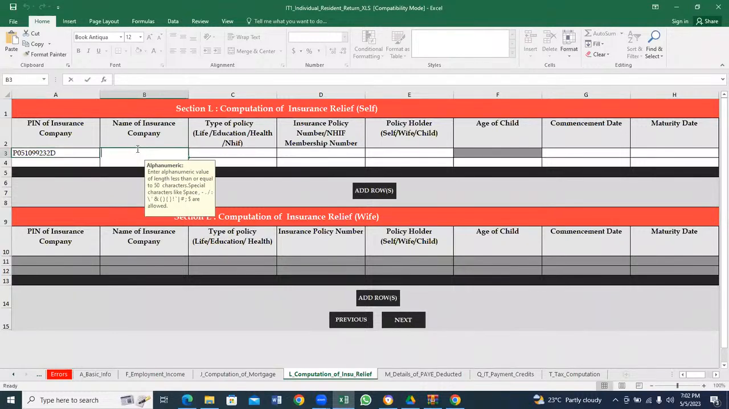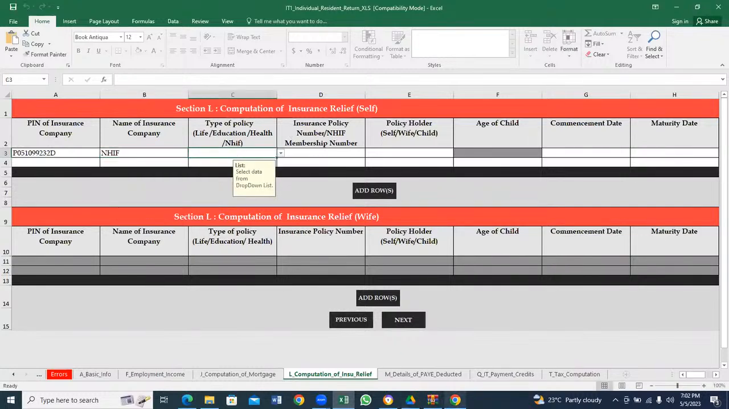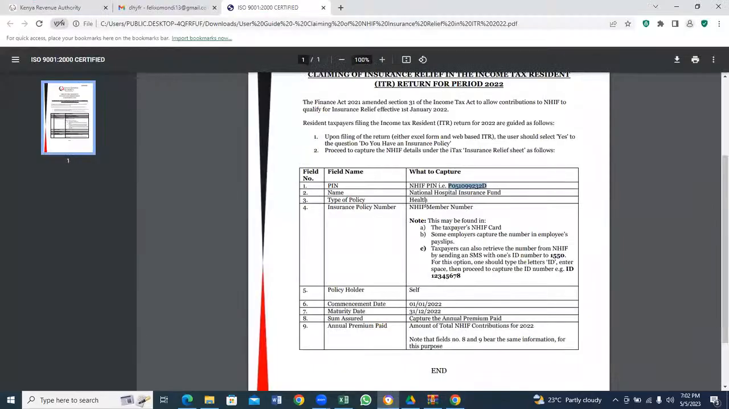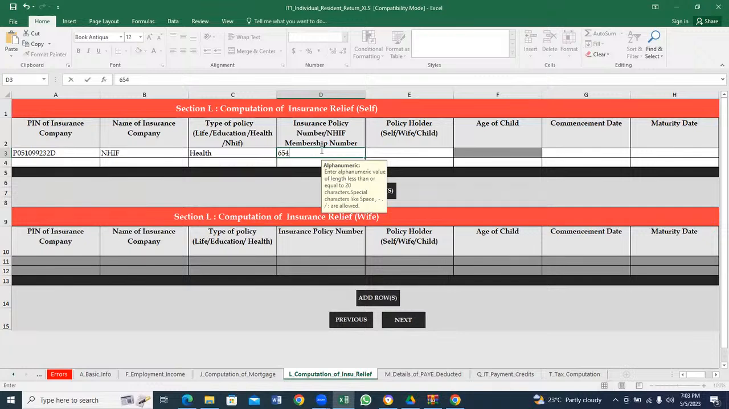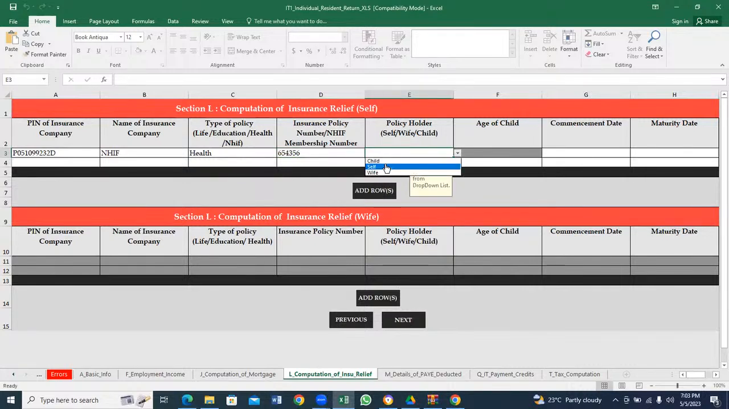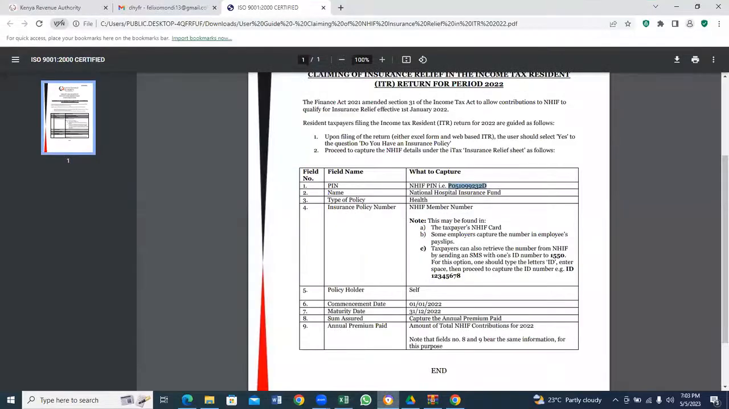Then insurance company ni NHIF. Then type of policy hapa mliambiwa mnaeka nini? Mliambiwa type of policy, you choose health. Insurance policy number unaeka your NHIF number. So come and put here the health number, NHIF number for our dear Janet. Policy holder myself. Then commencement date. This is what you put for commencement date.